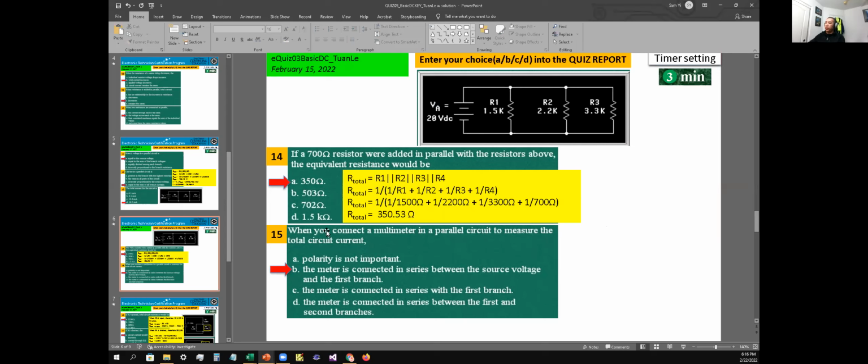Okay, number 15, when you connect a multimeter in a parallel circuit to measure the total circuit current, okay, the meter is connected in series between the source voltage and the first branch. That is to get the total current. Okay, so the answer is B as in Bob for number 15.